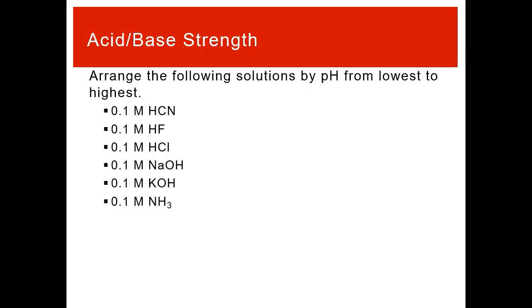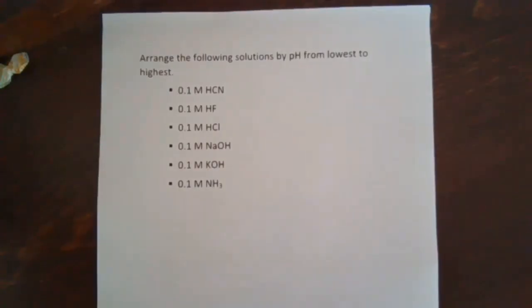We're not predicting pHs yet of weak acid solutions, but just if I have 0.1 molar of all these different solutions, what would we expect to have the lowest pH all the way to the highest pH? That qualitative ordering we want to be able to come up with. Okay. So we want to arrange solutions by pH from lowest to highest.